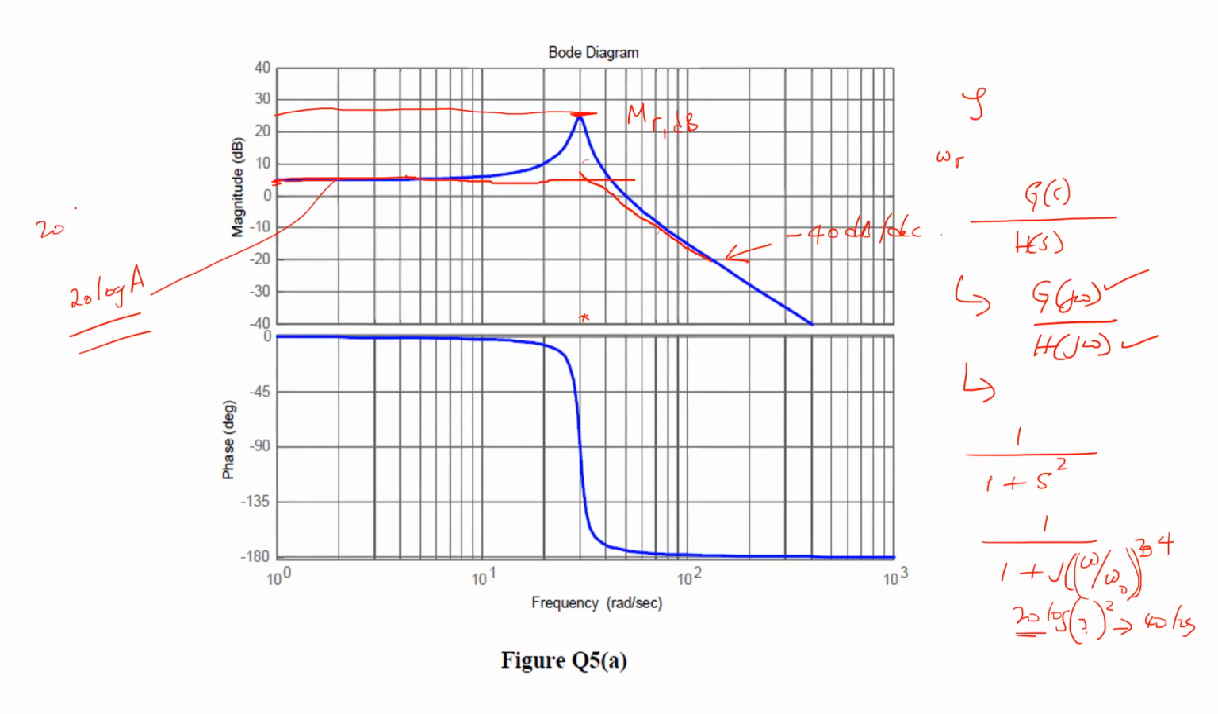So if 20 log A is equal to 5, you could get what A is, right? And here, you're looking at about 25, 26. So take a reasonable estimate, 25. So MR in dB is 25 dB. You could calculate what the absolute value of MR is, right? So if that's the case, then we can go back.